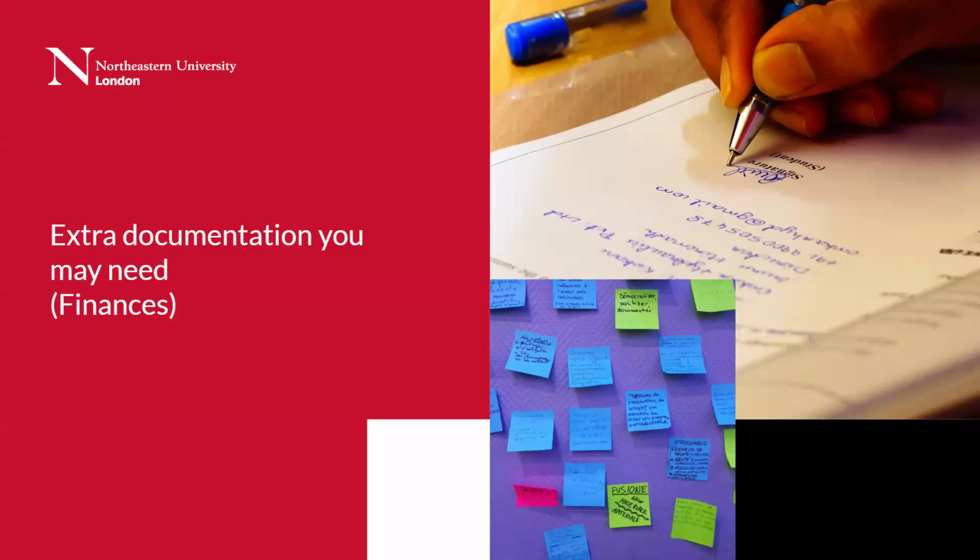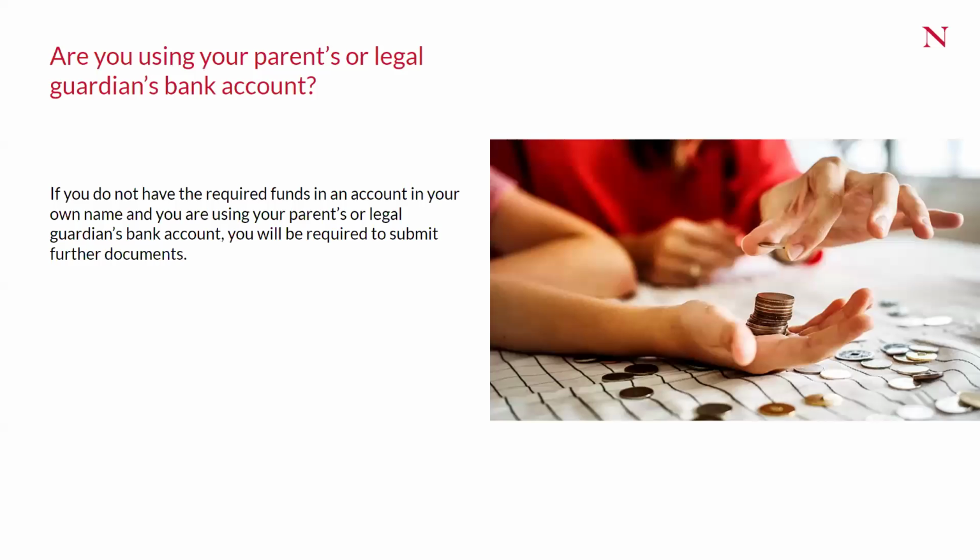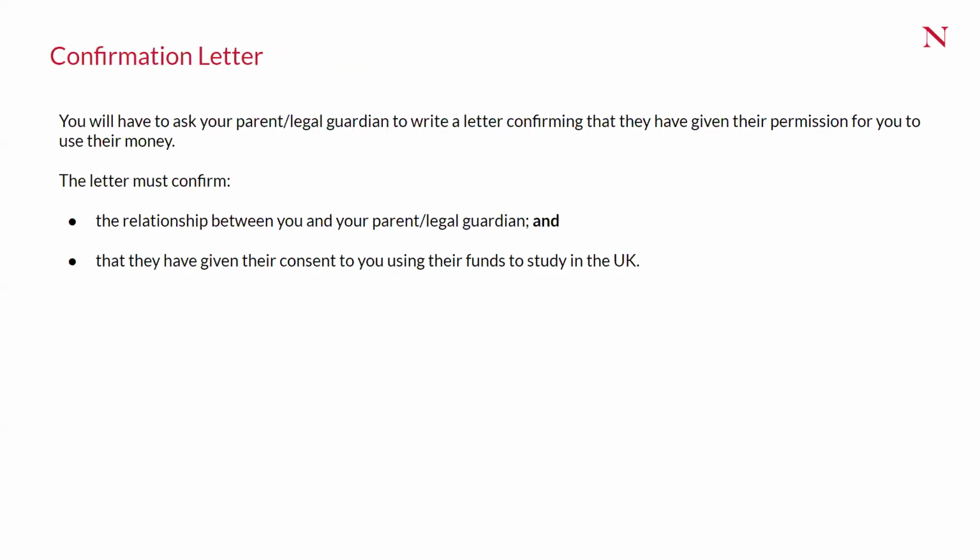Extra documentation you may need for your finances. If you are using a parent's or legal guardian's bank account, you will be required to submit further documents. If the account is in your own name, you will not be required to show these extra documents. You will have to show a confirmation letter from your parent or legal guardian confirming that they have given their permission for you to use their money.